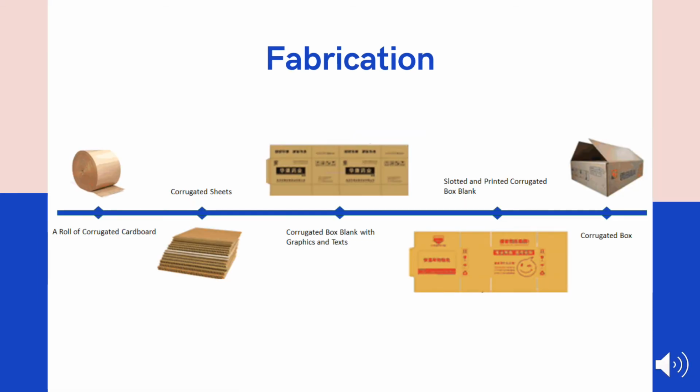I'm going to share the fabrication of secondary packaging for milk cartons. Here you can see brief illustrations of the whole procedure, showing how a roll of corrugated cardboard can be manufactured into a foldable box with graphics and text printed on. Now we will talk about the fabrication details step by step.